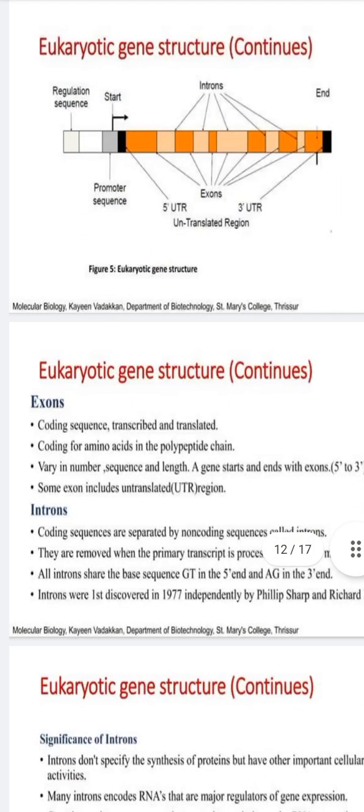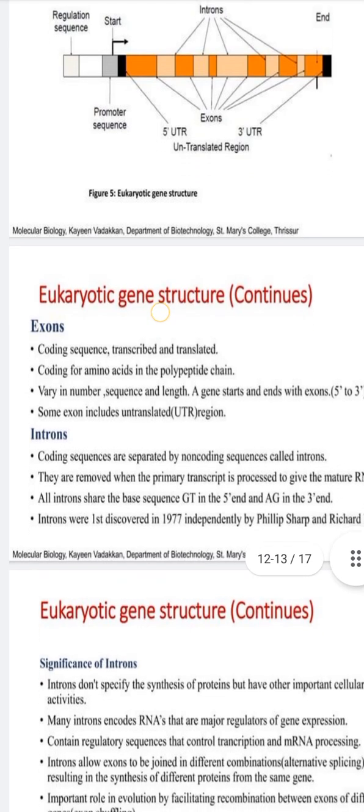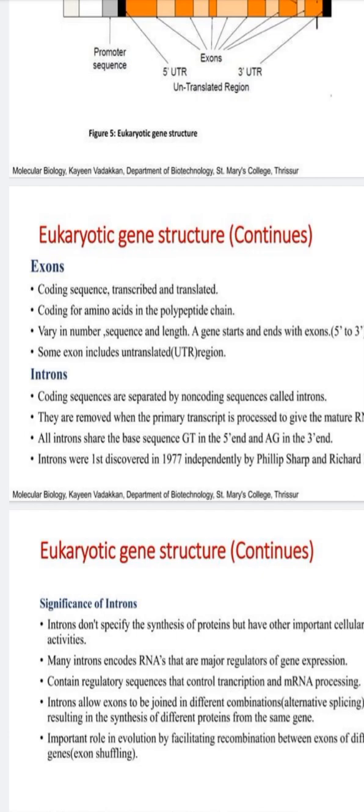Coming in detail, exons are coding sequences which will be transcribed, and then they go for translation. Then they will code for the amino acids. They vary in number and specific length, and they start with the 5' to 3' ends. They have the UTR region, where it is untranslated.